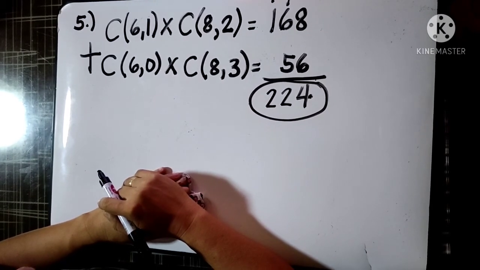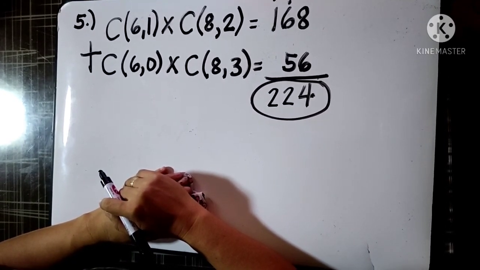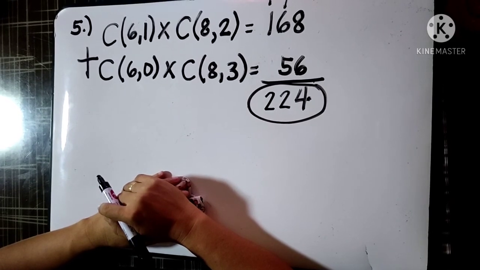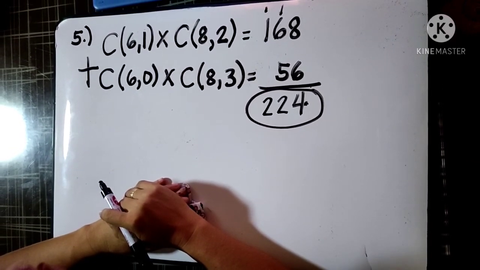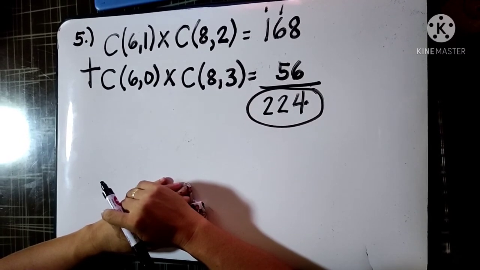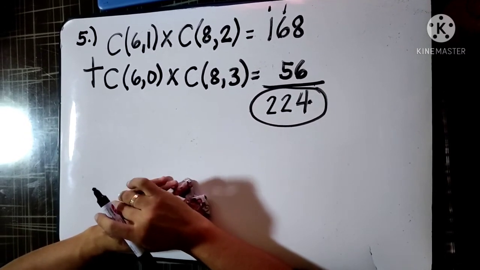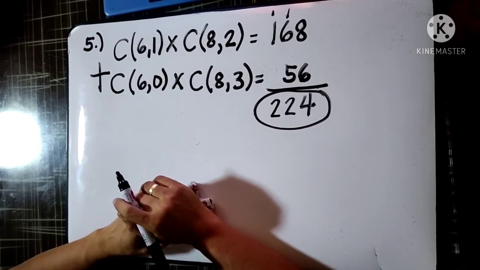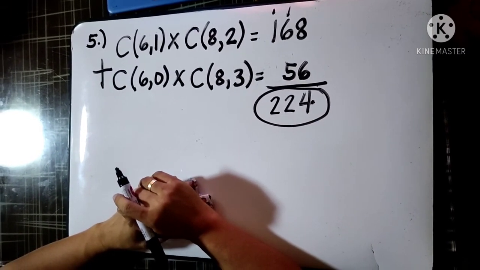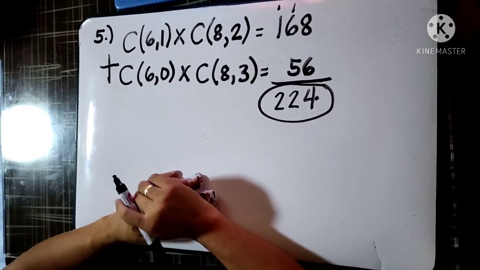There's a total of 224 possible ways that he or she can choose or select 3 marbles randomly from a jar containing 6 red marbles and 8 green marbles if at least 2 of the marbles picked are green.